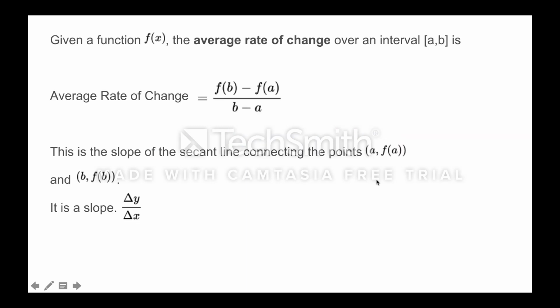Here we are doing the average rate of change. If we're given a function, the average rate of change over some interval a to b, these are x values, x equals a to x equals b, is just the slope of the secant line connecting those points. So change in y, f(b) minus f(a), over change in x. It's literally just the slope of a line connecting the points (x, y), (x, y). Change in y over change in x.